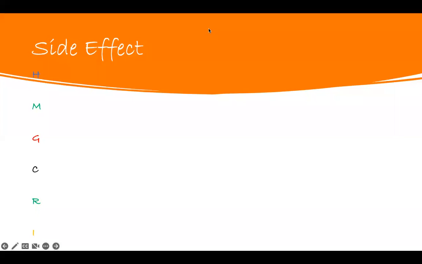Now, your test will be full of side effects. They want you to know the side effects of the medication. Remember, I told you it's HMG-CoA reductase inhibitor. That's the enzyme, and the side effects follow the same letters: HMG-CoA reductase inhibitor. In order to remember, the H is liver injury, so hepatotoxicity. So it affects the liver. It also causes headache.